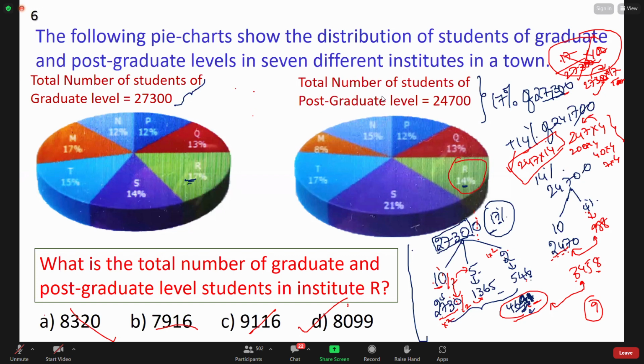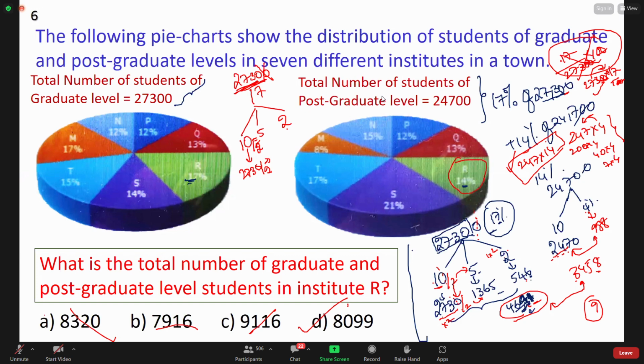So what do we do? We always divide these percentage values into smaller bits. In this case, for the number 17, I have done 10 plus 5 plus 2. First I found 10% of 27,300. How will you find 10%? Always remove the last zero to get 10% out of 100%. So 10% is 2,730. Half of 10% is 5%, so half of 2,730 is 1,365.